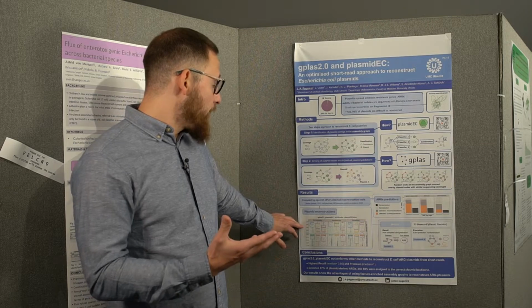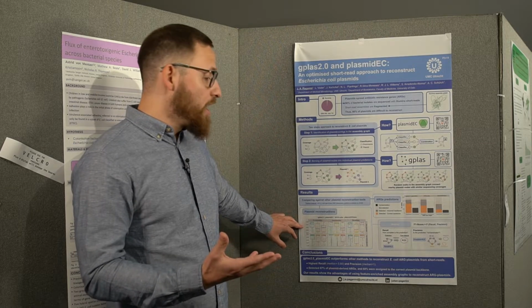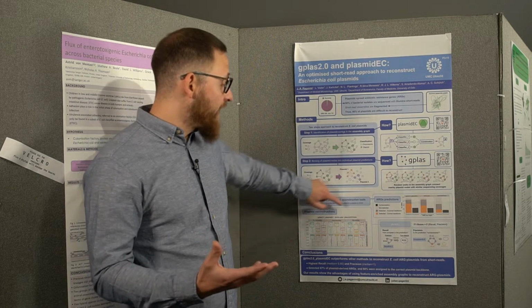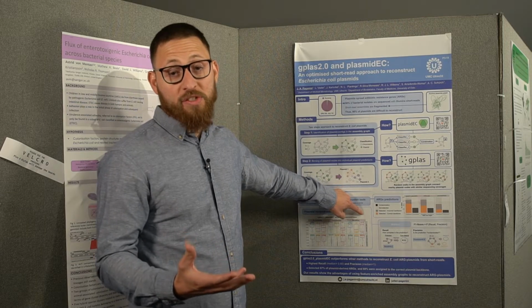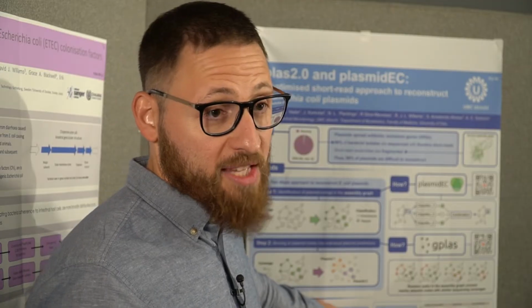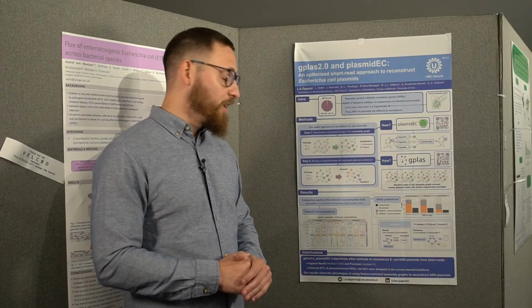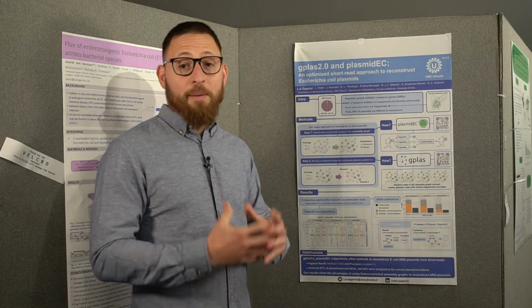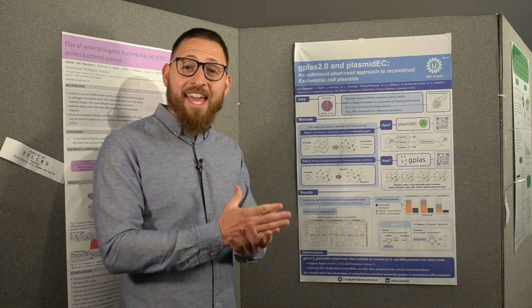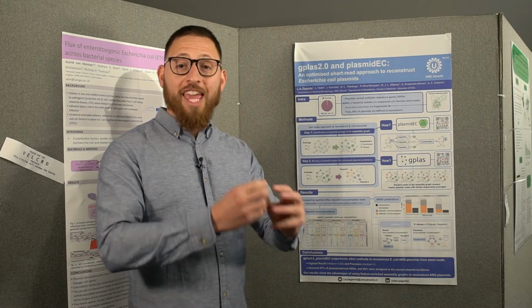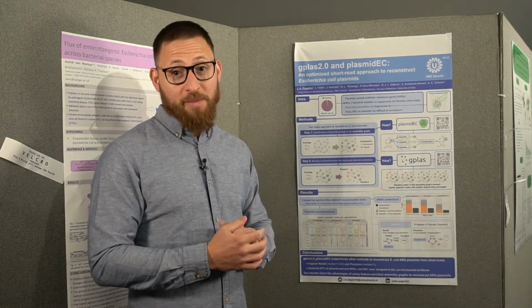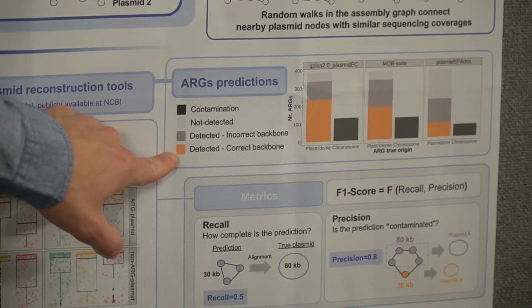And this particular difference we can see when we are reconstructing plasmids that contain antibiotic resistance genes, which are the most difficult plasmids to reconstruct. The other thing that we evaluated was the capacity of the tool to assign the antibiotic resistance genes itself to the correct plasmid backbone. And you can see these on this plot.